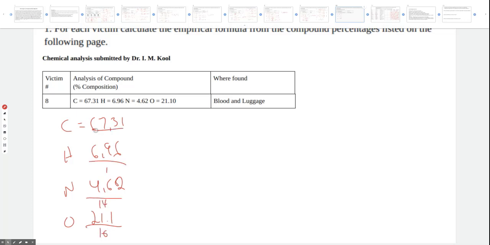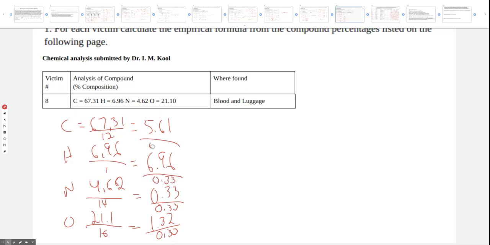Divide by molar masses, we get 5.61, 6.96, 0.33, 1.32. Smallest out of these numbers is the 0.33. Divide everything by 0.33. We get 17, 21, 1, 4.